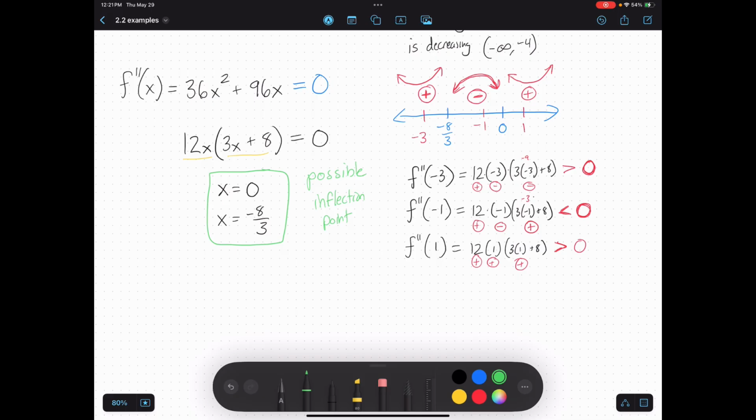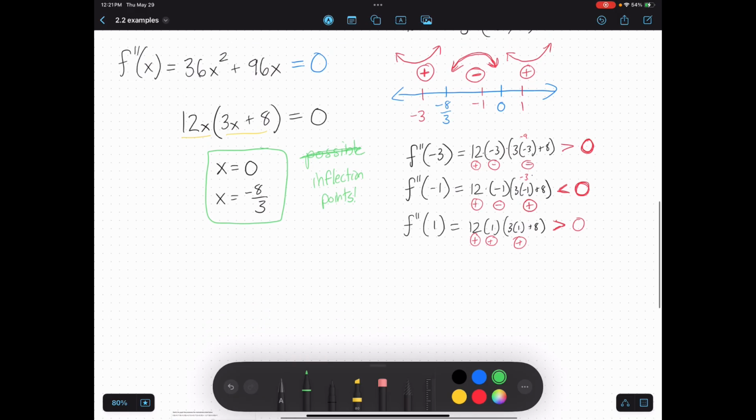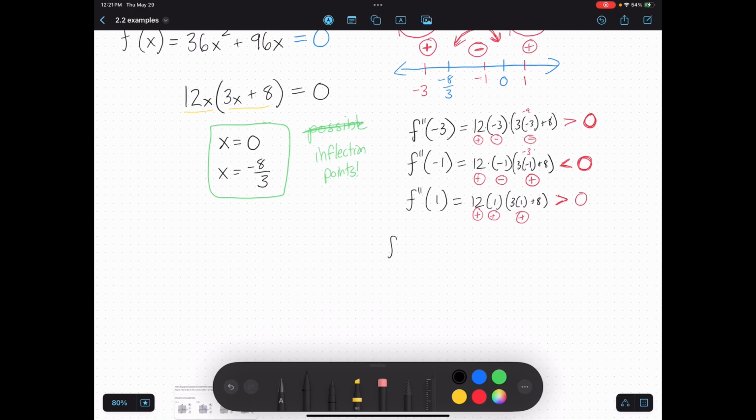These possible inflection points of 0 and negative 8/3, does the concavity change at those points? I go from positive to negative and then from negative to positive. So yes, the concavity changes. Therefore, these are inflection points. 0 and negative 8/3 are both inflection points because the concavity for sure changes. And because we've already tested whether the concavity changes, I can now declare that f of x is concave up over the interval negative infinity to negative 8/3 and the interval 0 to infinity.